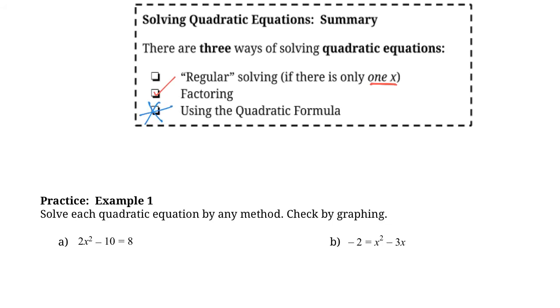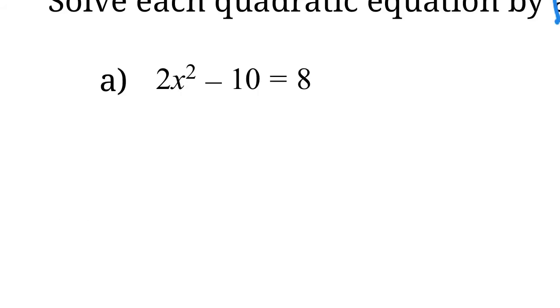So in our practice example, we are asked to solve each quadratic equation by any method. That means we could try to factor, and if we can't factor, then we will apply the quadratic formula. Our first equation is 2x squared minus 10 equals 8. Remember that we need to make sure that our equation is set equal to 0. So I'm going to start by bringing the 8 over to the left-hand side, which will turn it into -8.